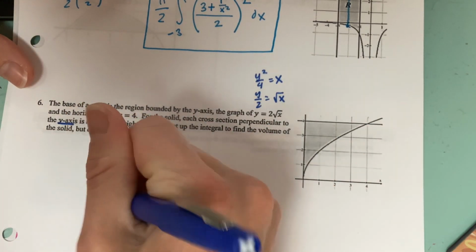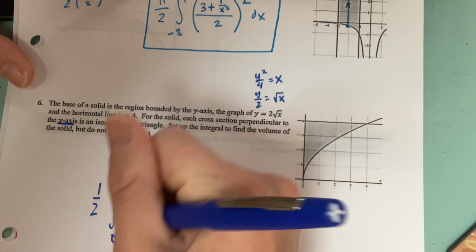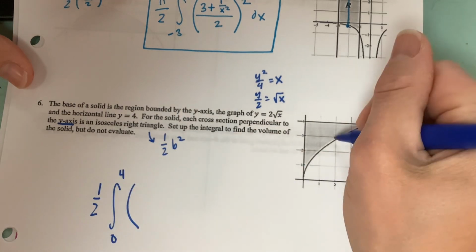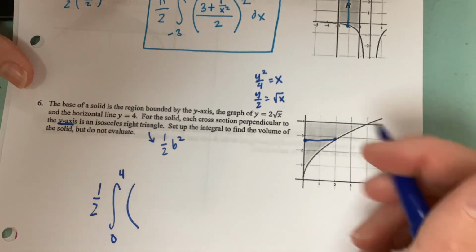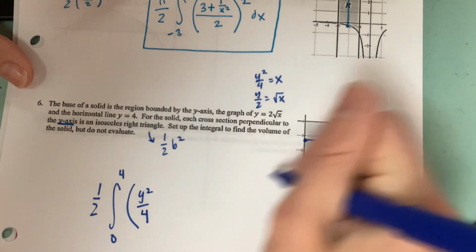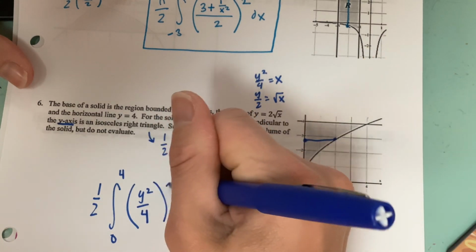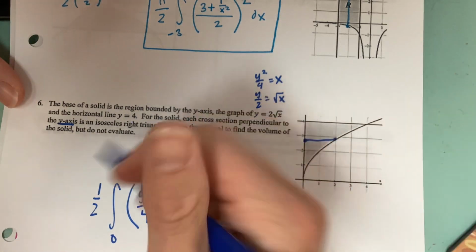All right, so 1/2 in the front. We are in terms of y, so we're going to go from 0 to 4. And then right minus left. So the right function is y squared over 4, minus the left function, which is 0, and then all of that being squared, dy.